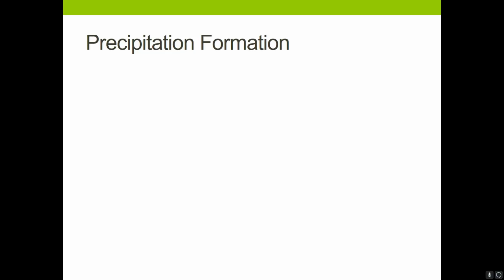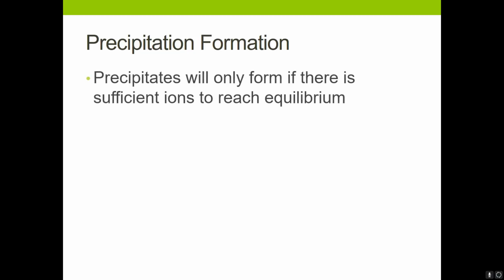I never mentioned this in previous chemistry classes, but precipitates will only form in one condition. That's if there are sufficient ions to reach equilibrium. Basically, what this means in terms of KSP is that the cation concentration and the anion concentration must be equal to or greater than KSP. If the cation and anion concentration is less than KSP, then there's not enough ions to make a precipitate.